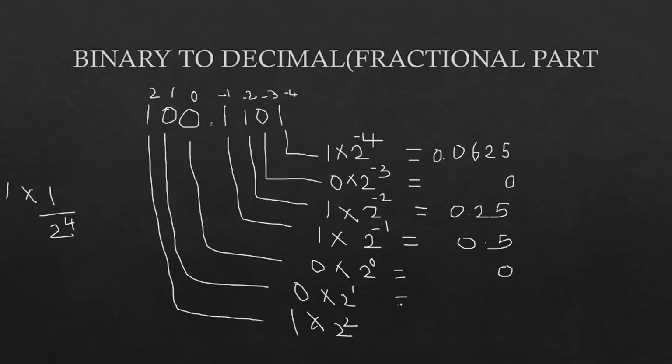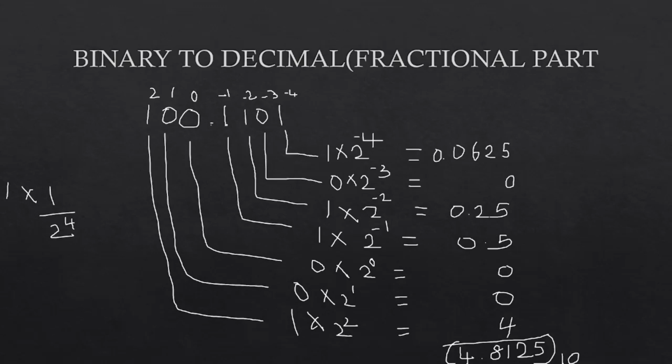Next one again here also 0 is the answer. Then again the answer will be 1 into 2 to the power of 2. So what is the final answer? If you calculate everything in the calculator, you will get 4.8125 as the answer. So this is the decimal. I hope everyone is clear how to do that.